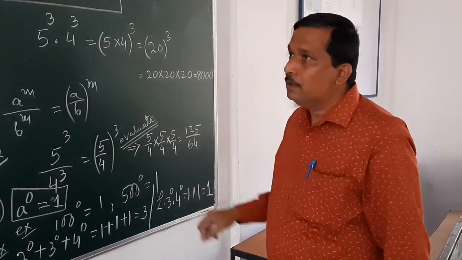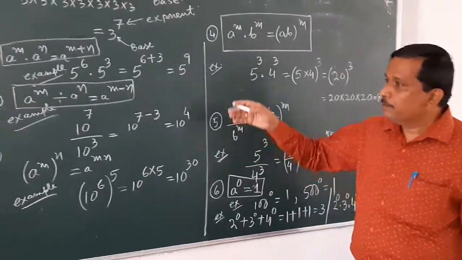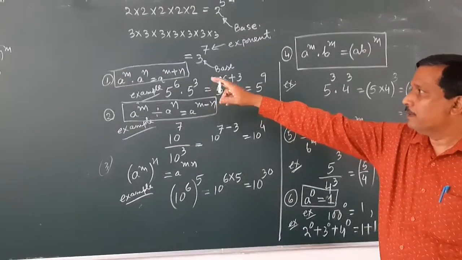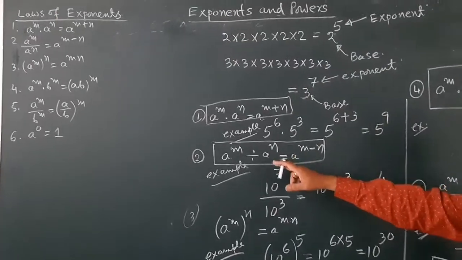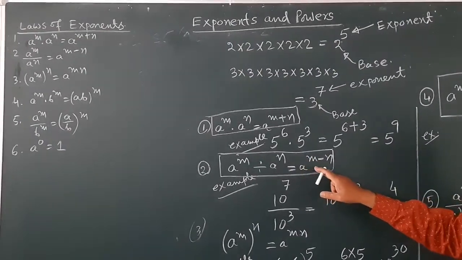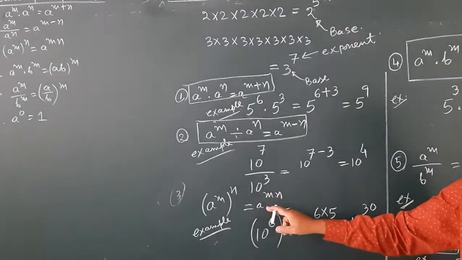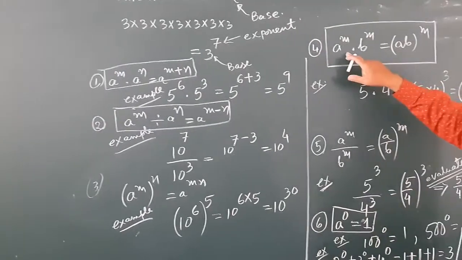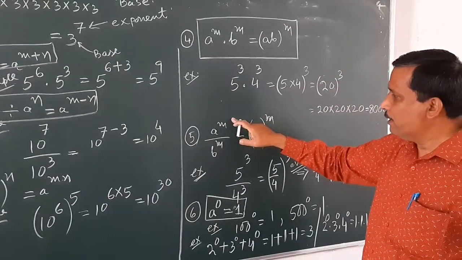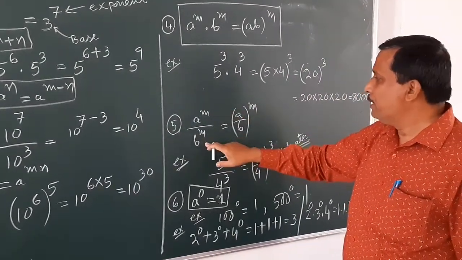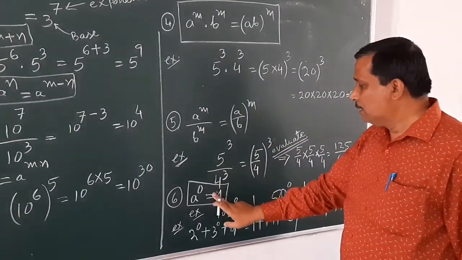So these are about your laws of indices and how to solve these questions. So there are different laws, that is a to the power m into a to the power n is a to the power m plus n. Similarly, a to the power m divided by a to the power n is equal to a to the power m minus n. And a to the power m whole to the power n, that is a to the power mn. Next, a to the power m into b to the power m is ab whole to the power m. Then a to the power m by b to the power m, that is a by b whole to the power m. And this is the value, a to the power 0 is 1.